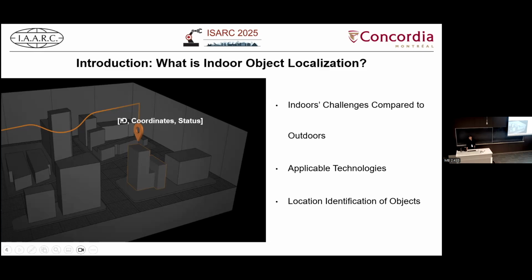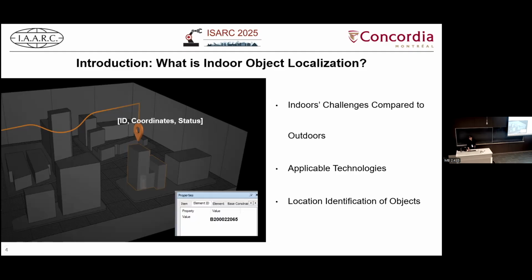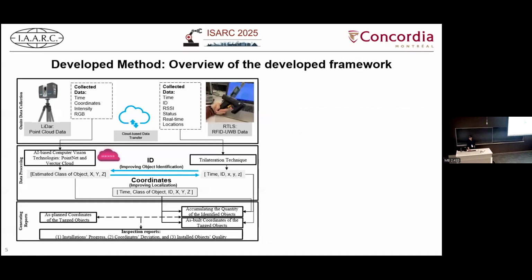What we mean by location identification of objects, let's say building components, refers to three pieces of information. We need the ID we assign to an object, which could be a building component, the XYZ coordinates, and the status that we give so that we can track the projects. There are two types of ID we refer to in this study: a physical ID that you attach to components on the real job site, and a digital ID that you have in the back end, in your database or in a BIM model.